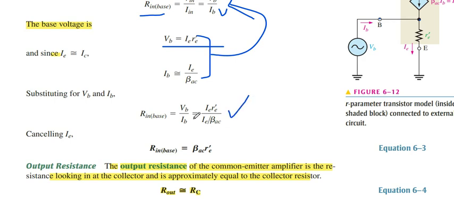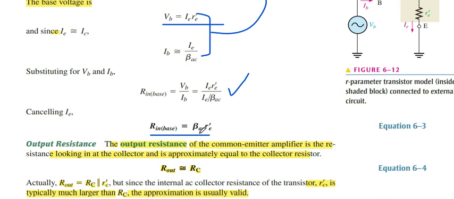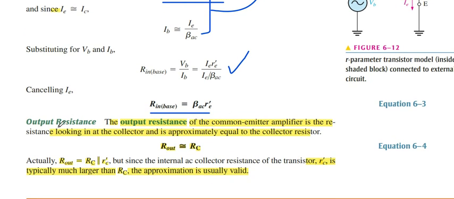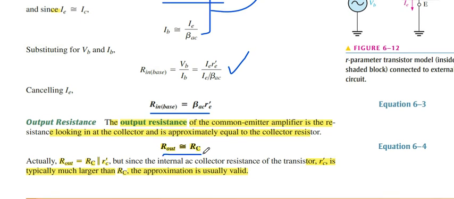By cancellation, we get the formula for the resistance R in base: beta AC times RE. So the output resistance of the common emitter amplifier, R output, is equal to RC, and R output is RC parallel to RC prime. Thank you.